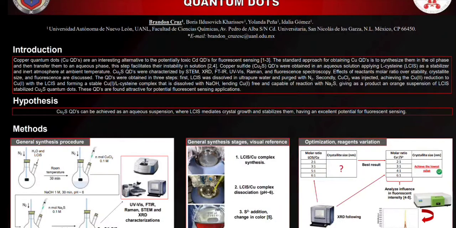Broadly, the quantum dots were obtained in three steps. First, LCs was dissolved in ultrapure water and purged with nitrogen. Then the copper chloride is added, leading to its reduction to copper 1, giving a complex that can be dissolved at a slightly acid pH, leaving the copper free for reacting with sodium sulfide, giving as product a suspension of stabilized quantum dots. Particularly, these quantum dots are found attractive for fluorescence sensing applications.